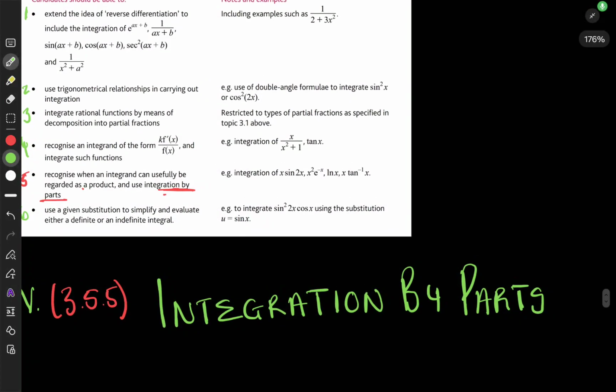So now we are going through the fifth thing, and that is integration by parts. I've underlined it for you here. Integration by parts. That is what we are doing. And this is beautiful because this is going to be the reverse of the product rule in differentiation, okay? Now, how are we going to be dealing with this?